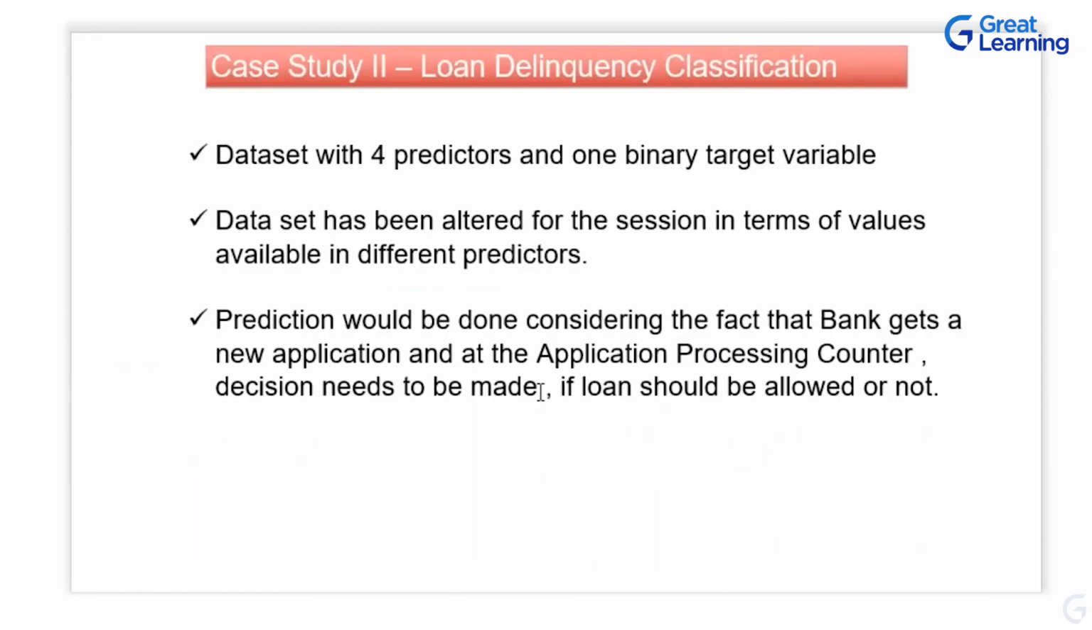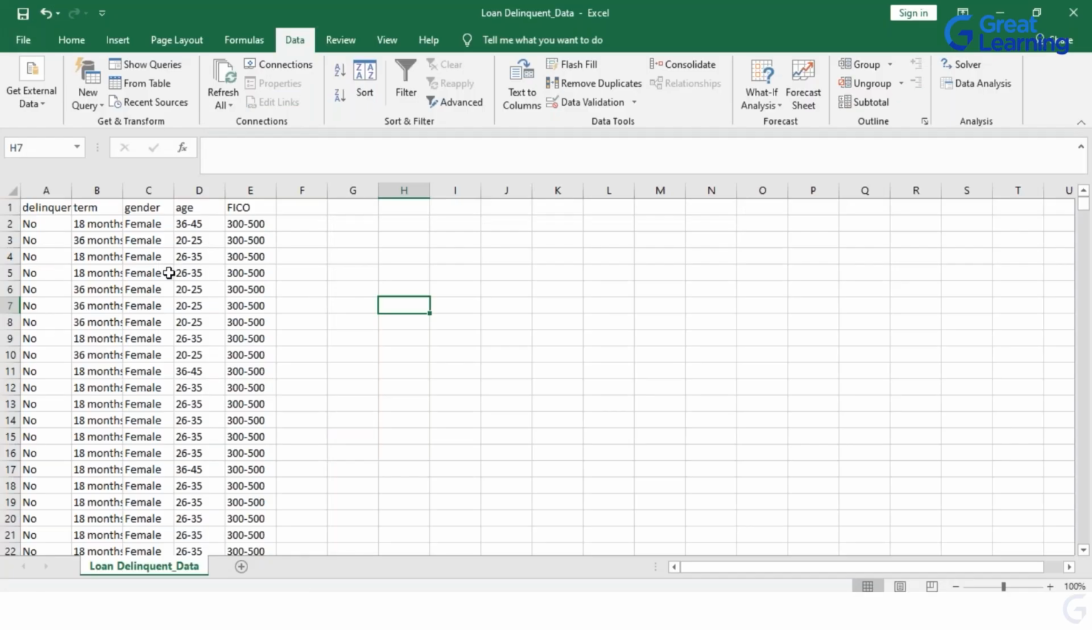In the second one, we are talking about a loan delinquency classification. We have 4 predictors and 1 binary target variable. So this is what the data set is. I'm sure you would have seen this data set multiple times when working on different projects or exercises. You have the columns delinquent, term, gender, age, FICO score. I have just limited it to 4 columns because I just wanted to explain how the data needs to be displayed. We need to predict for a delinquency, right? Now these are 4 columns of data.